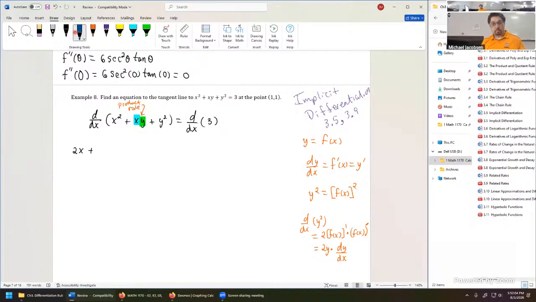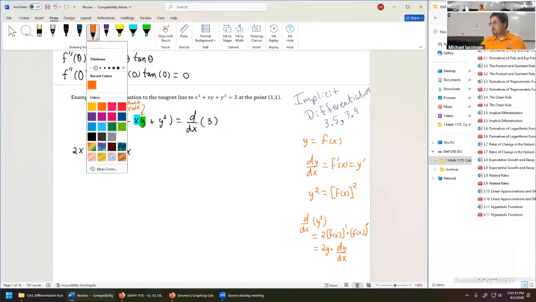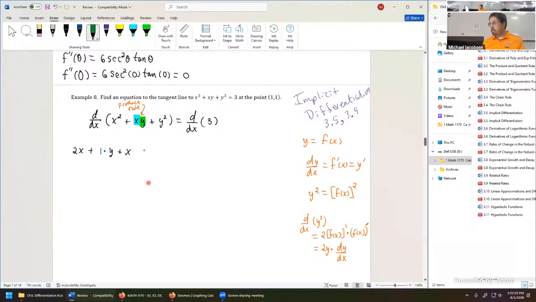So let's work out that product rule just in the same way that we've always done it. I'll differentiate the first factor. We'll get a 1 times, copy the second factor, just y. Then we go plus, copy the first factor, x. And now next, differentiate the second factor, y.